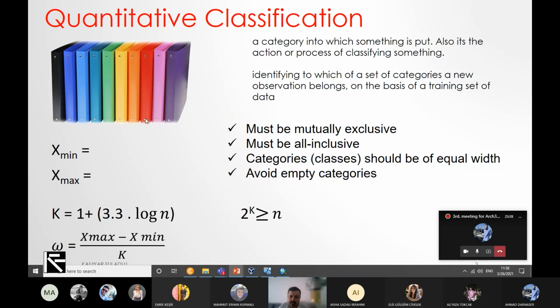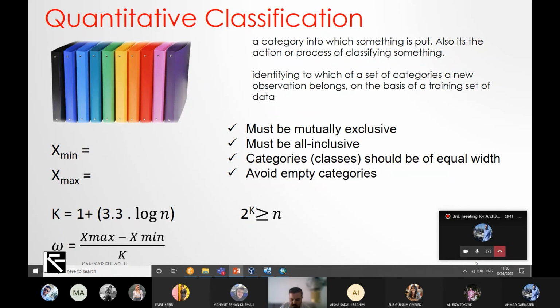The second rule must be all inclusive. It means that all of the members should be located in one of these classes. For instance, you are not able to say, okay, I have a building on the 12th floor, I cannot put it anywhere, so let's eliminate it. It's not possible. So the next thing, our categories, our classes should be of equal width, having an equal interval.